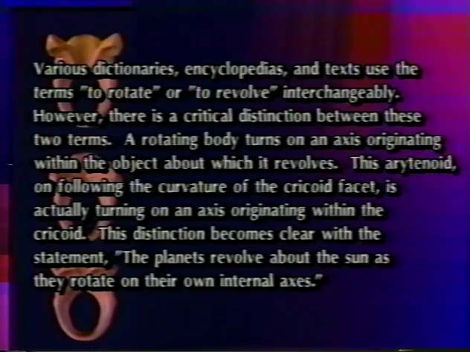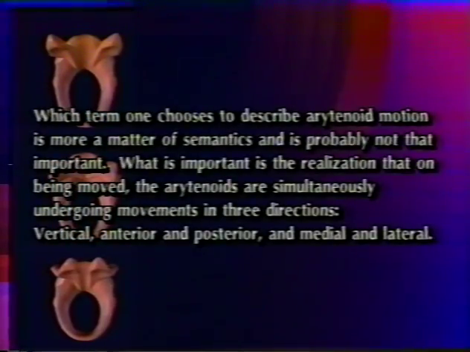This distinction becomes clear with the statement, "The planets revolve about the sun as they rotate on their own internal axes." Which term one chooses to describe arytenoid motion is more a matter of semantics and is probably not that important. What is important is the realization that on being moved, the arytenoids are simultaneously undergoing movements in three directions: vertical, anterior and posterior, and medial and lateral.